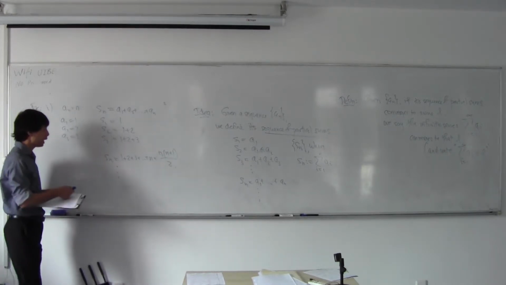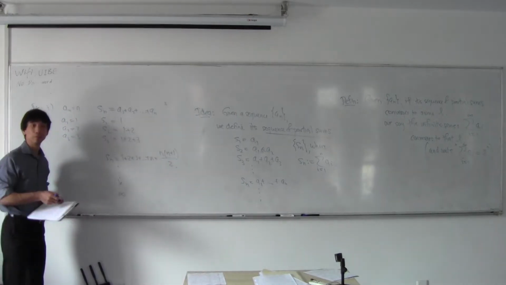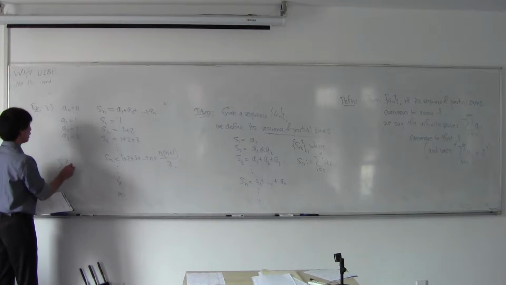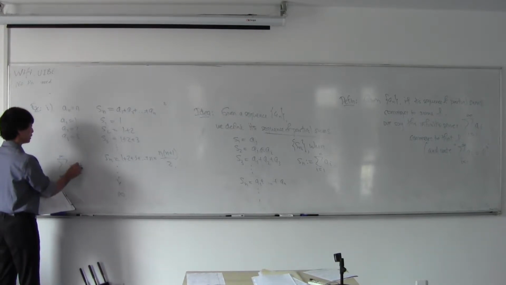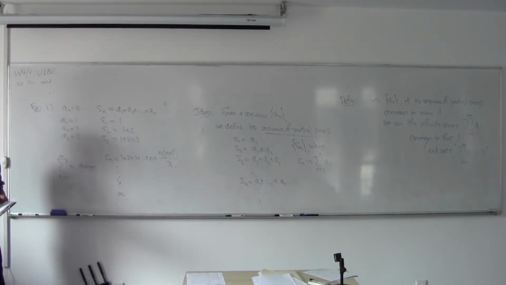And you see what happens. As n goes to infinity, this thing goes to infinity also. It becomes infinitely large. And so we say that the sum of n from n equals 1 to infinity diverges. It doesn't converge to any finite number.